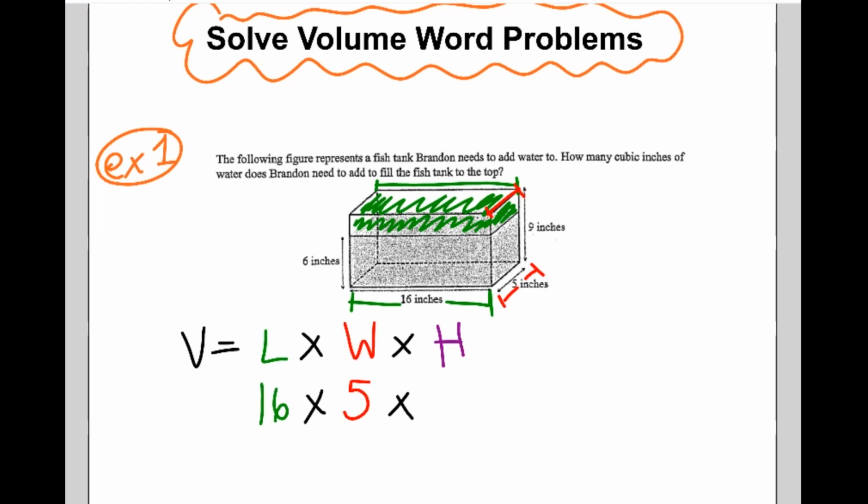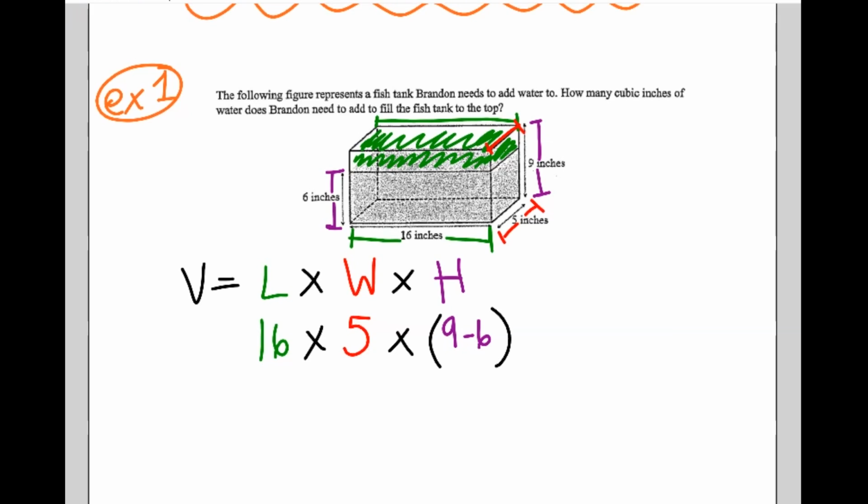Now the height is where we're going to be a little off, because I see 9 inches from here to here, and then I see 6 inches from here to here for the height. But we're not looking for that full 9. We're looking for the part that's between the 9 inches and the 6 inches. So I would have to take that 9 and subtract the 6, and that would give us our height, which is the number that we use to multiply. So let's go ahead and start figuring this out.